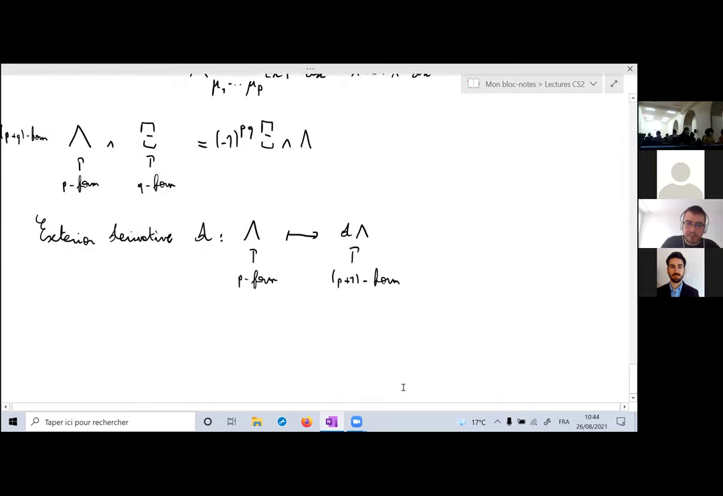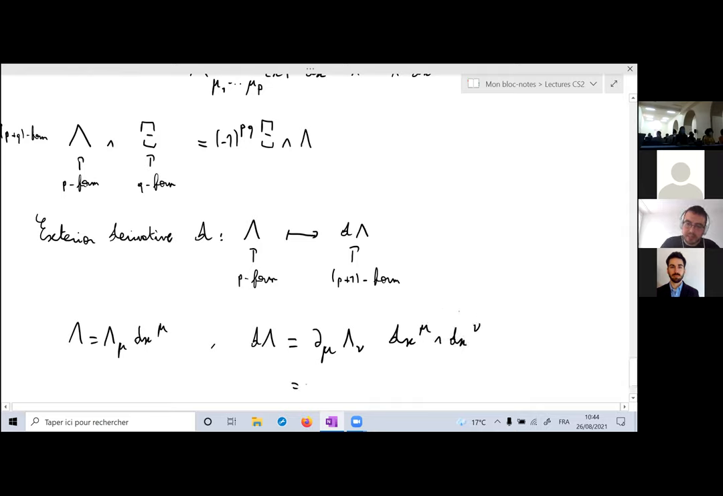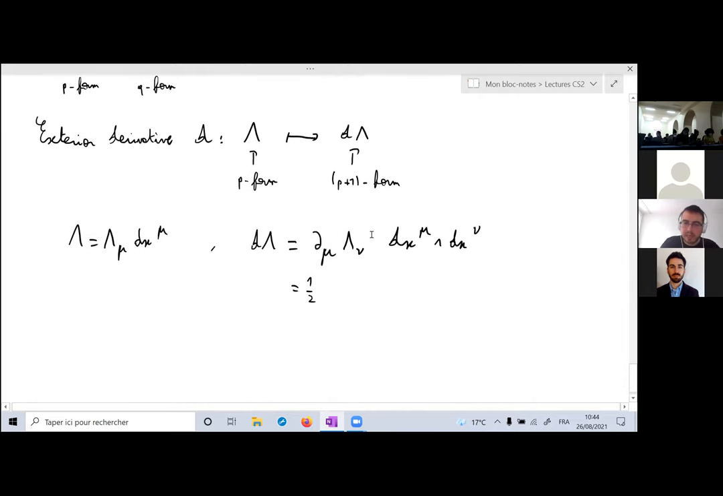And just to give the simplest example, if I take a one-form lambda, which is just lambda_mu dx^mu, then the corresponding exterior derivative is simply d_mu lambda_nu, contracted with dx^mu dx^nu. In particular, because I contract it with something which is skew-symmetric, I can freely skew-symmetrize over my indices mu and nu here. So I can write it also as d_mu lambda_nu minus d_nu lambda_mu, with a factor 1/2 to avoid overcounting.